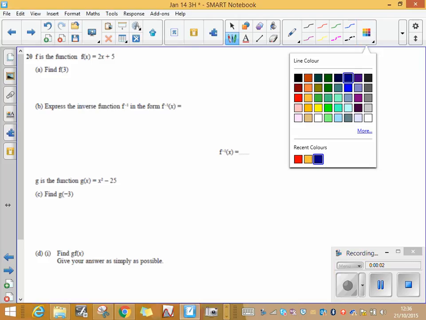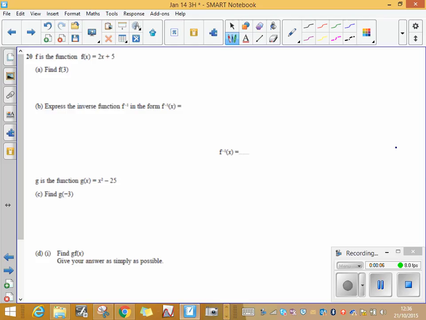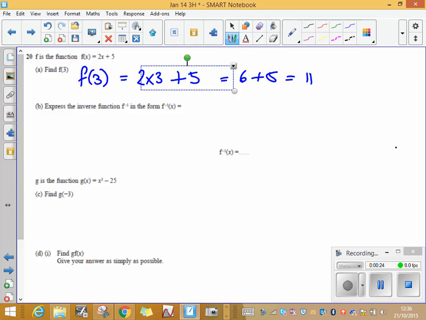Okay, first question here. So we've got a function, and the function is f of x equals 2x plus 5. Got a quite simple function. F of 3, so if we want to find f of 3, it means we just replace x with 3. So instead of 2x plus 5, I'm going to do 2 times 3 plus 5, which is just going to be 6 plus 5, which is 11.